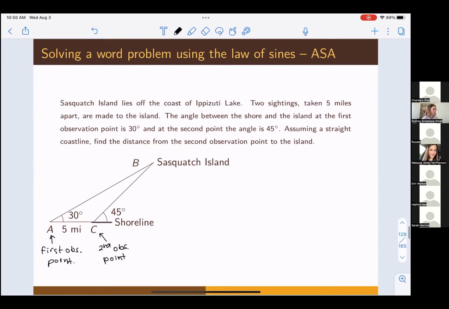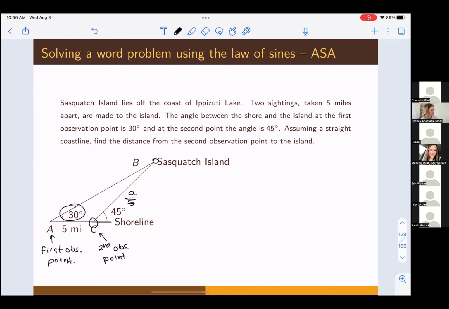So first of all, what value am I trying to find? I want the distance from the second observation point, which I identified to be right here, to Sasquatch Island, so here. So what I'm looking for is this side length right here. This is the unknown that is my eventual end goal to solve for. How can I get there? Well, turns out I don't even quite have an angle side angle triangle yet. I know this angle and I know this side, but I don't know this angle right here. However, I have the tools I need to solve for it.